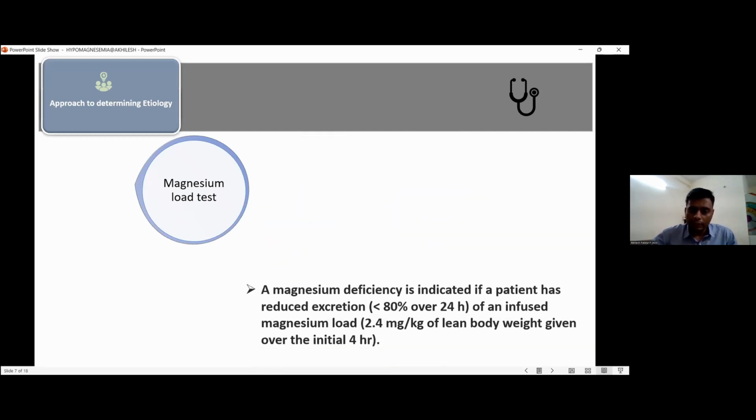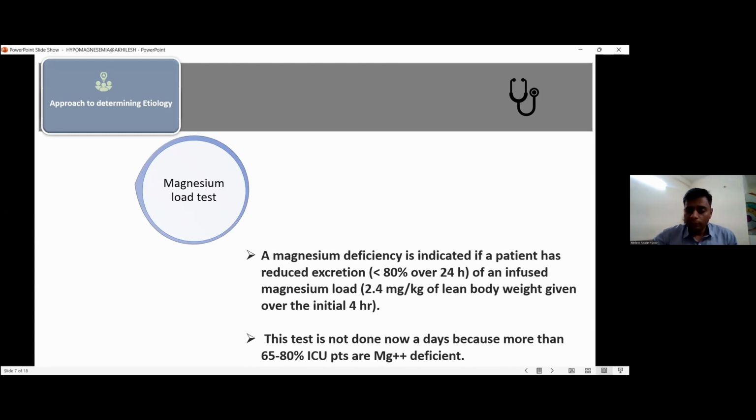For the magnesium load test, we give 2.4 milligram per kg of magnesium sulfate over 4 hours, and we collect 24-hour urine. If the collected urine has less than 80% of the magnesium, then we can say the body is deficient in magnesium. This test is very rarely done nowadays, because almost 80% of ICU patients are magnesium deficient. So when we consider that a patient has borderline or lower magnesium, we correct it and keep it around 2.5 milliequivalent per liter, rather than doing this magnesium load test.